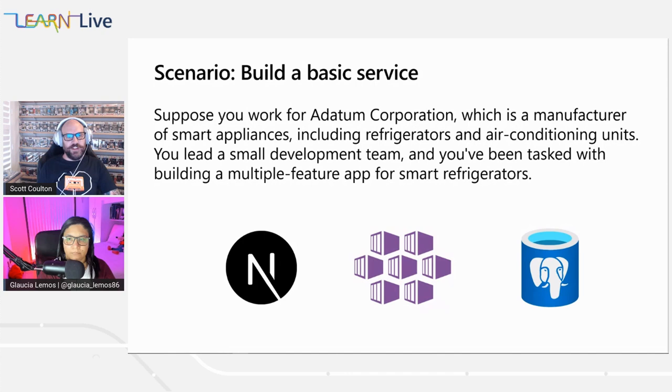So this is what we're going to build the service for. You can see we work for A. Datum Corporation. I've probably said that wrong, and I apologize if someone has said that correctly before me. Which manufactures small appliances, refrigerators, air conditioning units. We lead a small development team. That's why we want to use cloud services, because we only have a really small development team. We want to be super agile. And taking advantage of cloud services like the Azure Postgres database means that we don't have to spend engineering cycles on managing the database infrastructure. We can just use the endpoint and kind of forget about it and spend more time on our features in our application than our engineering cycles on the database layer.